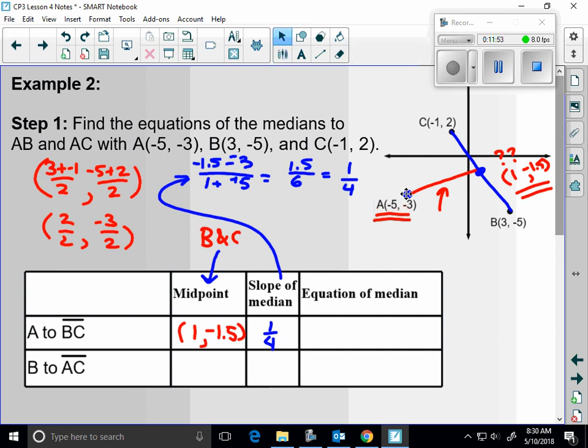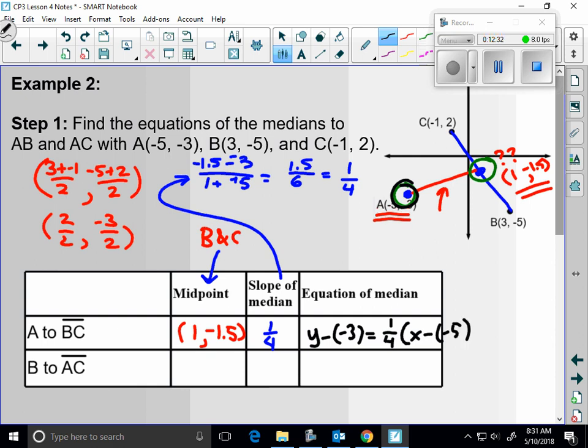Okay, now, I actually have a couple choices here. I have 2 points that I can choose to use. Which one would be maybe easier to work with? The one with decimals or the one without decimals? Yeah, let's go without decimals. Let's use this point, -5, -3. So we would take y minus a -3 is equal to the slope. Well, what's that? 1/4 x minus a -5. If you wanted to, you could go ahead and make that x plus 5 and that y plus 3.